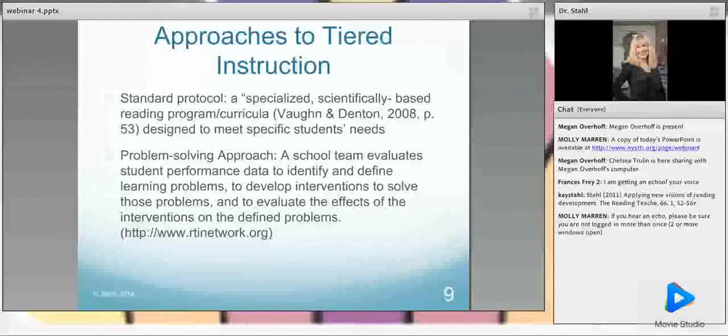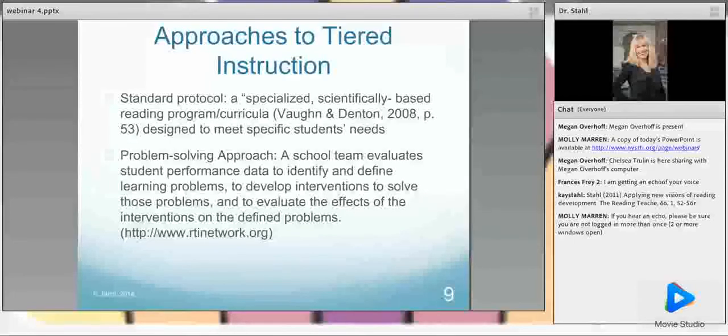Then another approach is called the problem-solving approach. The problem-solving approach is one in which a school team evaluates students' performance data to identify and define learning problems, to develop interventions to solve those problems, and then to evaluate the effects. So a problem-solving approach is much more individualized.